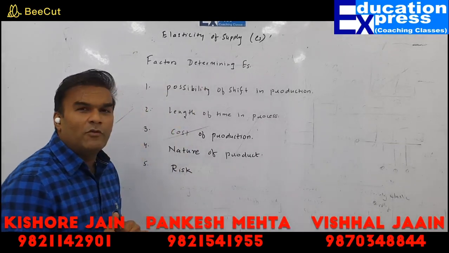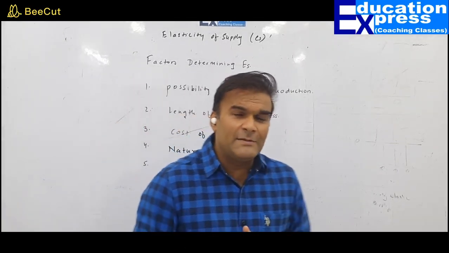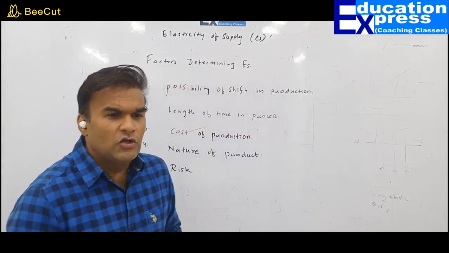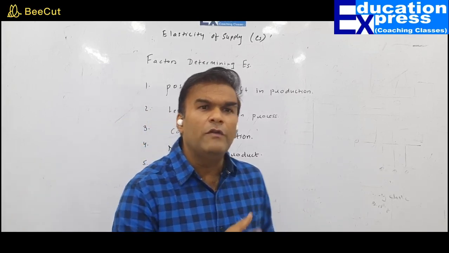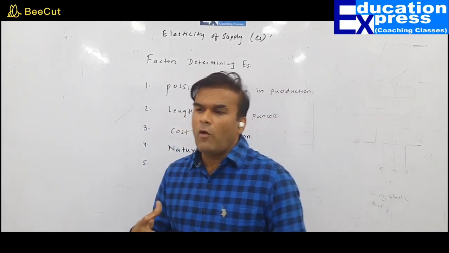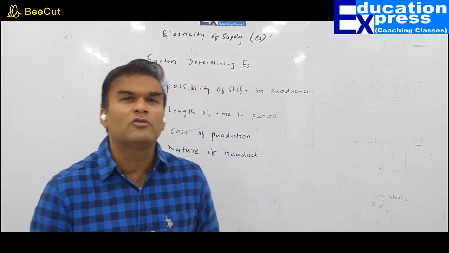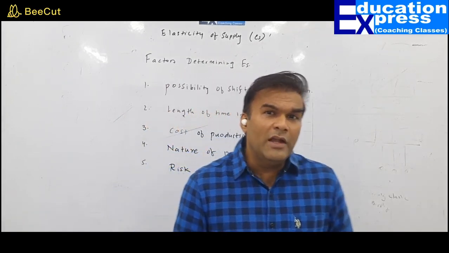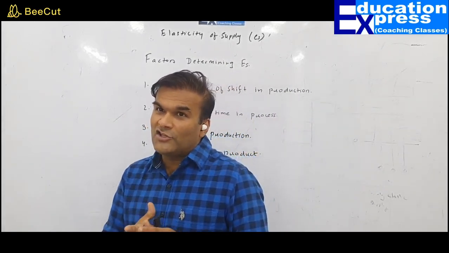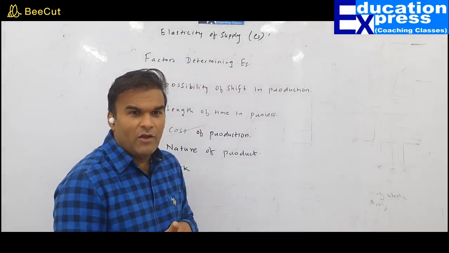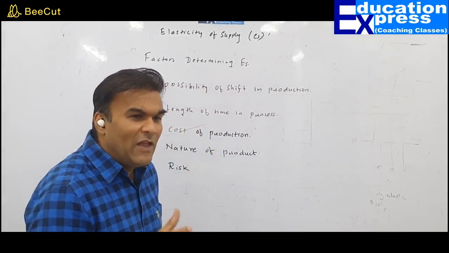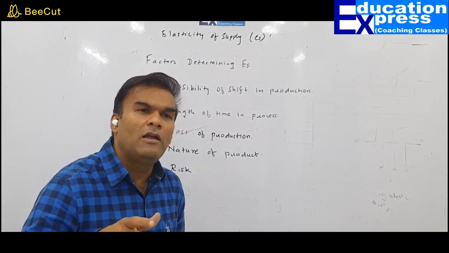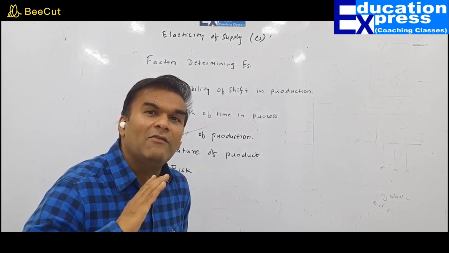Second is time of process. As you know, once the raw material goes into the process of production, there is a conversion of raw material into finished goods. But every conversion of raw material into finished goods needs some process time. In case the process time is small, then there is a possibility for the producer to adjust and scale up the production to match the rising price. That means in short, if the length of processing is small, then the supply will be relatively elastic.